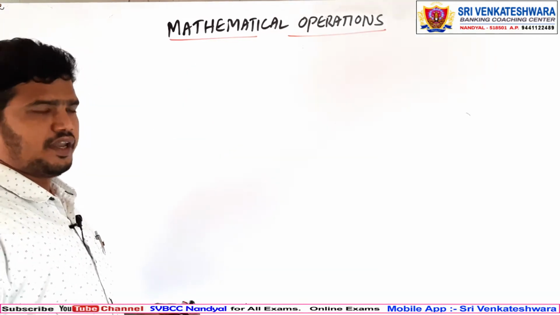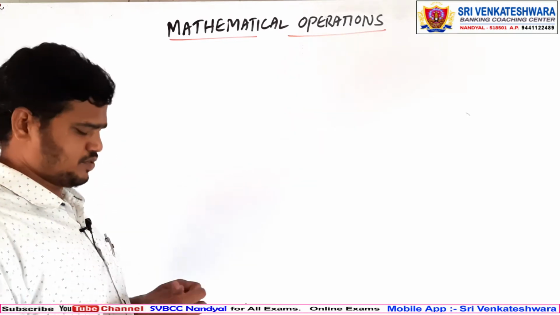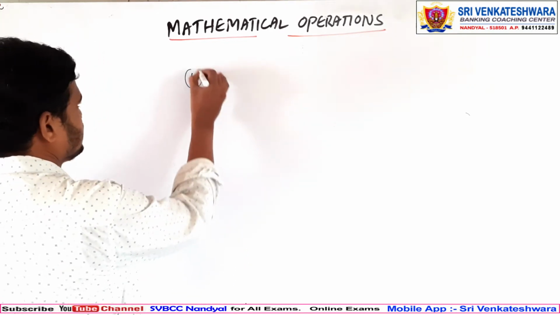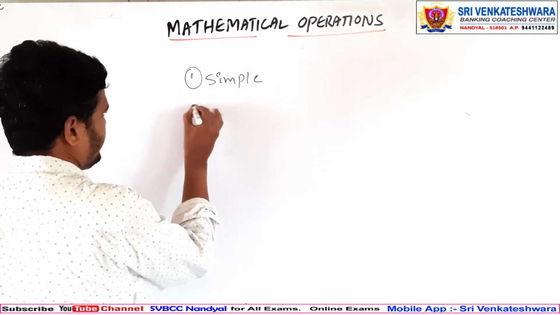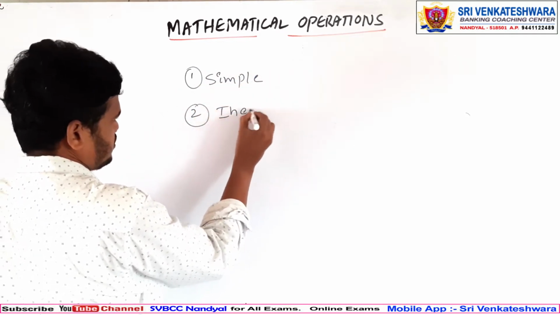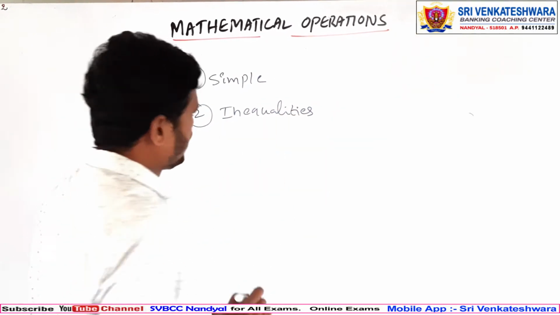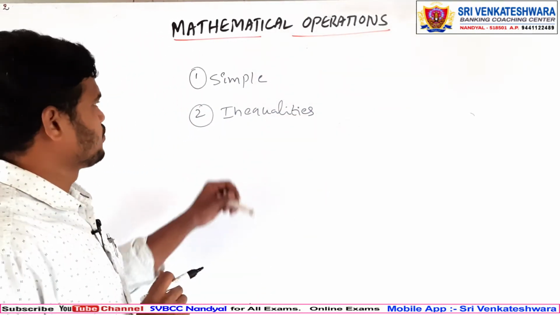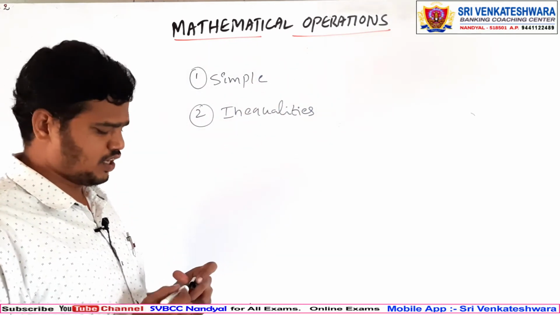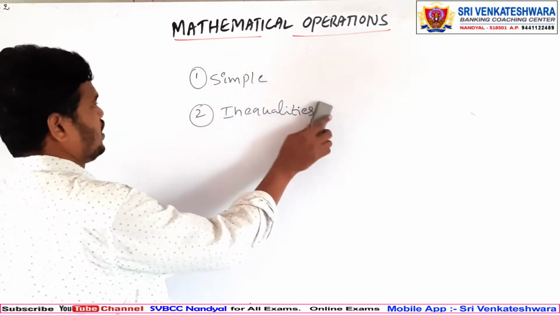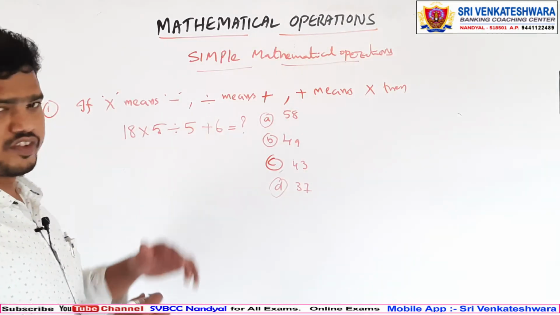Okay, next. In mathematical operations you have two types. One is simple mathematical operation, and the next one is inequalities. We have two models of problems here: one is simple mathematical operation, one is inequalities. First, we will go for simple mathematical operations. Now we will take one example.